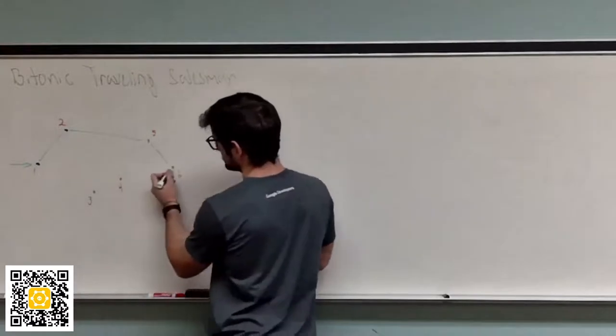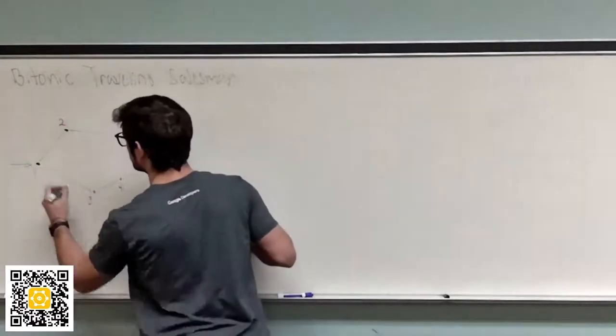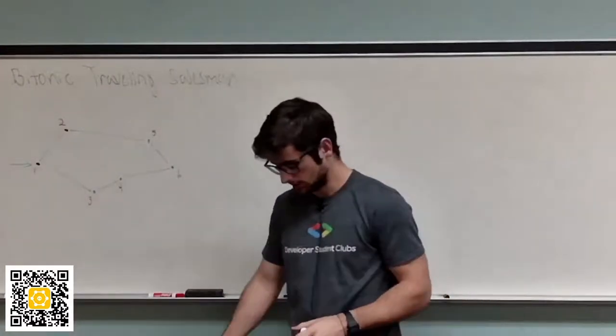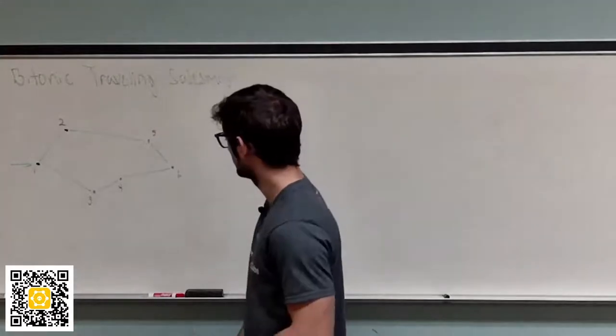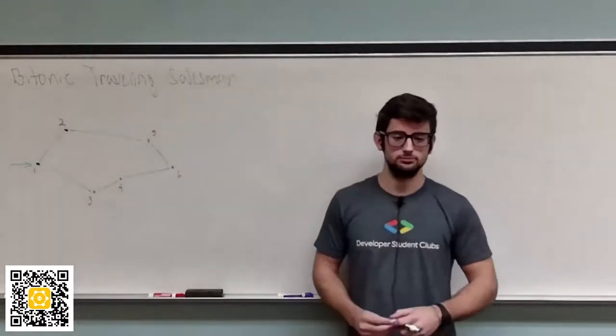So, of course, from 6, let's go to 4. From 4, let's go to 3. Then from 3, let's go to 1. And this is one bitonic path. I'm not sure if this is the most optimized one. Certainly looks like it, right? But this is just one of them.